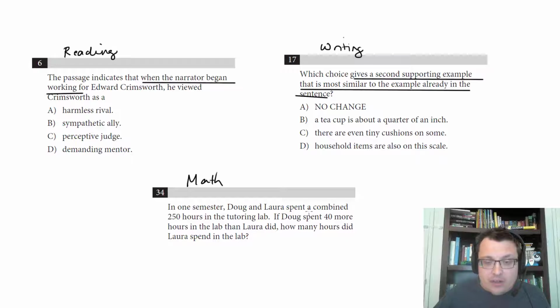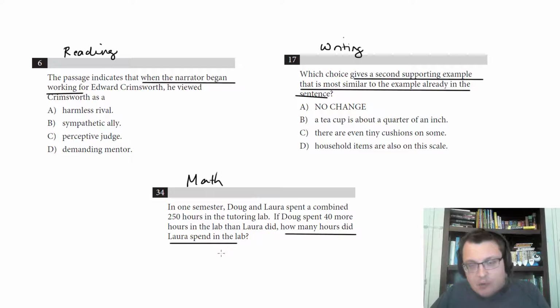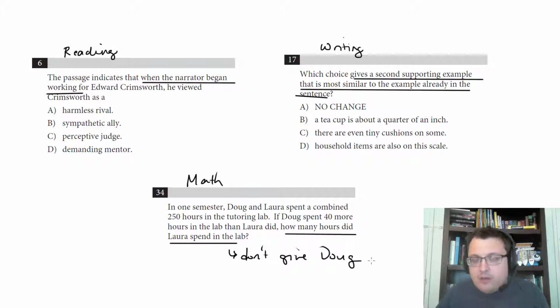In one semester, Doug and Laura spent a combined 250 hours in the tutoring lab. If Doug spent 40 more hours in the lab than Laura did, how many hours did Laura spend in the lab? The classic mistake here is to do all the work, set it up, do the work, get an answer, but instead of giving Laura's hours, giving Doug's, right? So don't give Doug. And this happens a lot because we spend so much time doing the math and thinking it through that we get to an answer and then we just put it as the answer without thinking, wait, is that actually what they want, or do they want some other thing related to that?